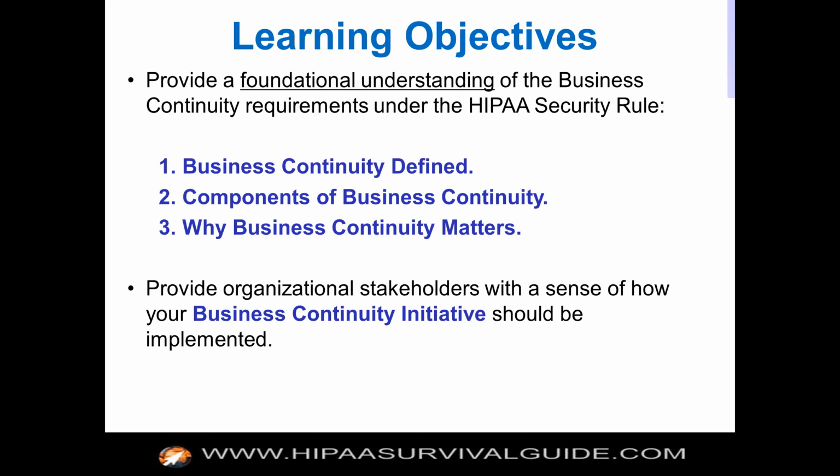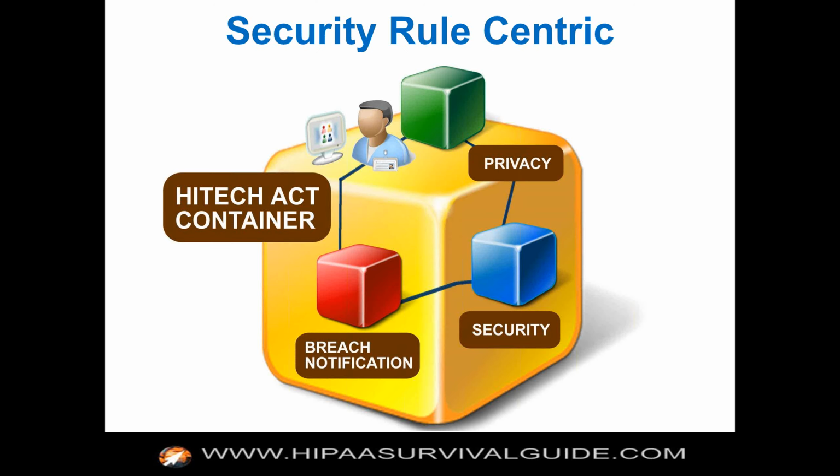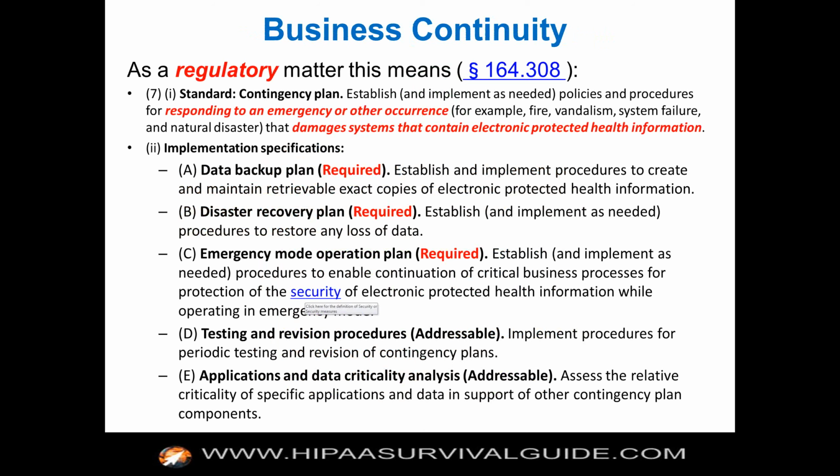So here's the three-legged stool: the privacy rule, the security rule, and the breach notification rule. The emphasis here is on the security rule. And here's the standard. From a regulatory perspective, this is part of the administrative safeguards in 164.308. And for those of you that are new, if you see a URL, when you get the slides, you can click through to get to that section in the HIPAA Survival Guide and get the full text of that section. So it's standard 7 under the administrative safeguards: contingency plan.